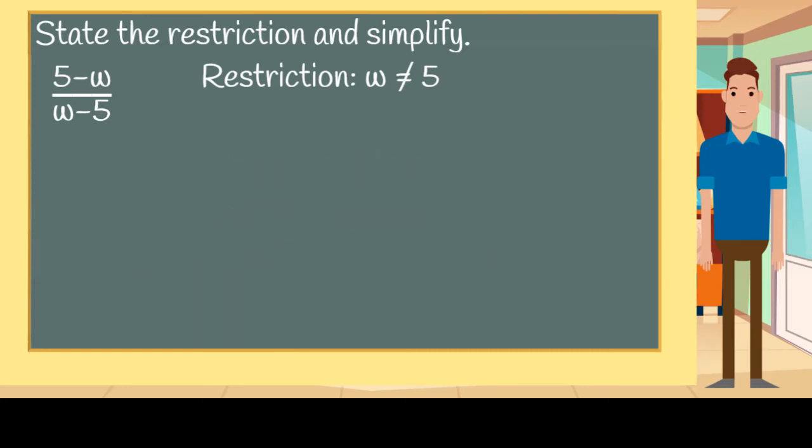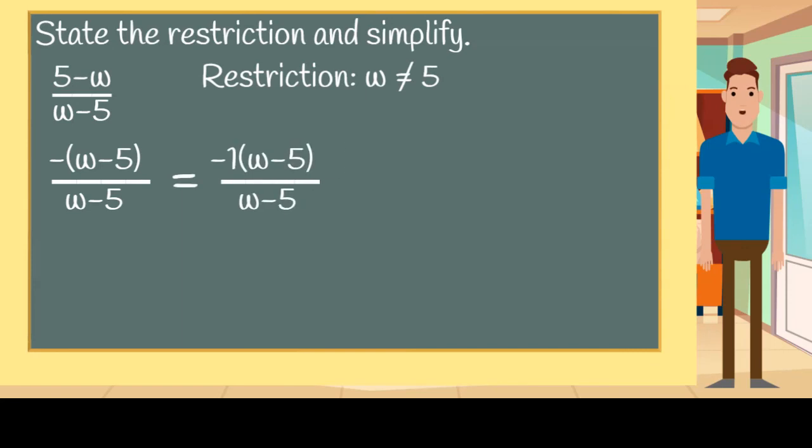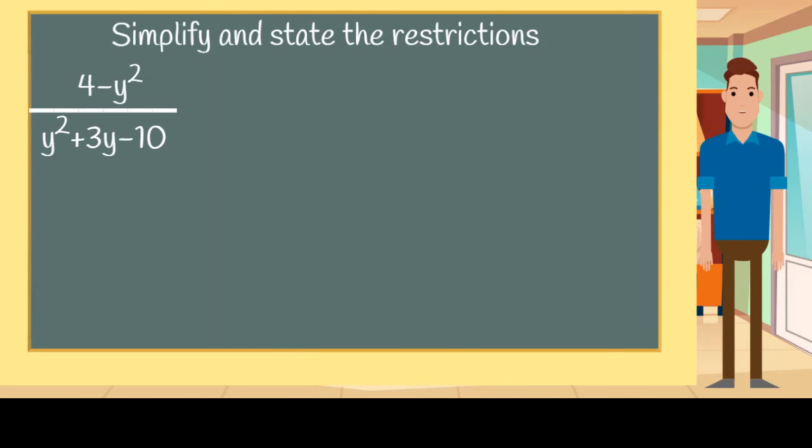Going back to the given rational expression, we can rewrite the numerator as negative of w minus 5, or -1 times w minus 5. We can now cancel the common factor. Therefore the simplest form of the expression is -1, for w is not equal to 5. Last example. Simplify and state the restriction.